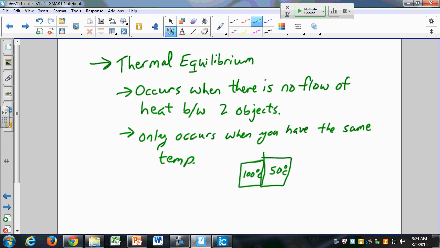So until they reach thermal equilibrium, these two materials, I'm going to have a flow of energy from the higher temperature to the lower temperature. So I'll have heat exchange in that direction until the two substances reach the same temperature, say 75 degrees Celsius, or whatever it is. And then they're in thermal equilibrium at that point. So that's how we define thermal equilibrium, but it only occurs when our temperature is going to be the same.